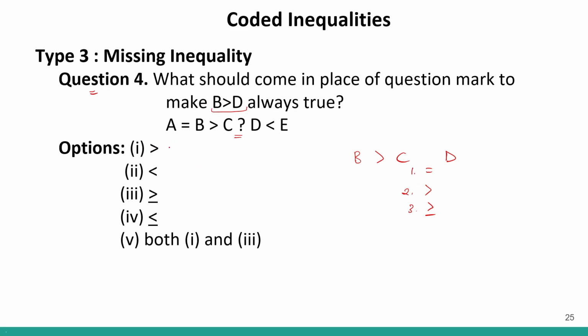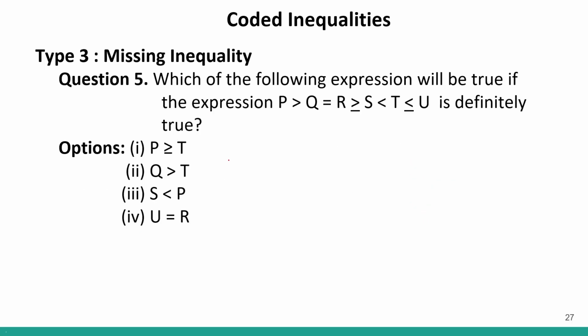If I look at option number 1, this is greater than sign, so this is correct. Then if I look at option number 3, this is greater than equal to sign, so this is also correct. So if option number 5 says both 1 and 3, this will be my answer, because we have this in option number 1 and this in option number 3. Correct? Now, moving on to question 5. Which of the following expressions will be true if this is true? So this is given to us. We have to identify which is true.